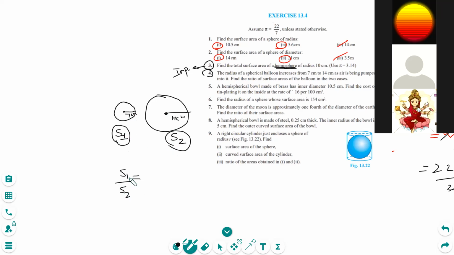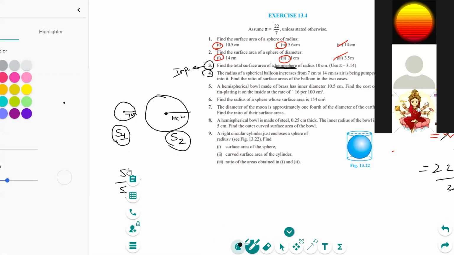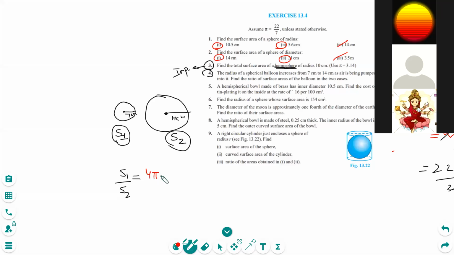Instead, calculate it in the ratio form only. I will tell you why. Now let's plug in the values because you will see something will cancel out if we do that. 4 pi r1, let's call it r1 because that's the first figure, and that's the second figure, 4 pi r2. Can you tell me what is cancelling out here?